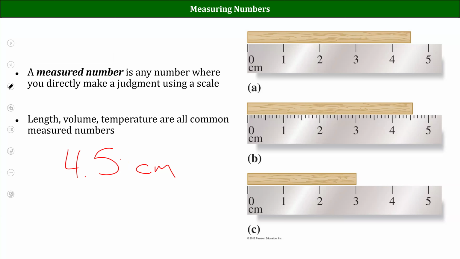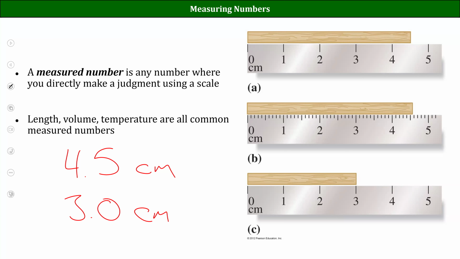What about for C? It looks like it's right on the line for 3, right? Could I be off? If I write just 3, that's implying I could be off by an entire centimeter. Is there any way I'm off by an entire centimeter? So 3.0. We're still estimating that tenths place. And the way we show the tenths place is what I'm estimating is we write the 0.0, even if it's not going to affect our calculations.